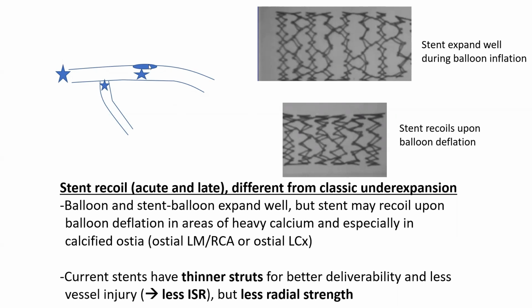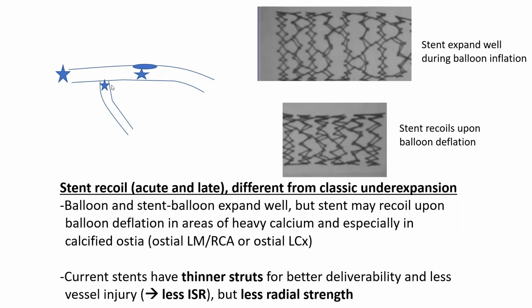This is particularly the case when you're stenting heavily calcified area, especially heavily calcified area at ostia. Especially, the time I see it the most is aorto-ostial disease and ostial left circumflex. Ostial left circumflex is the Achilles heel of distal left main stenting. So this is where I see it the most.